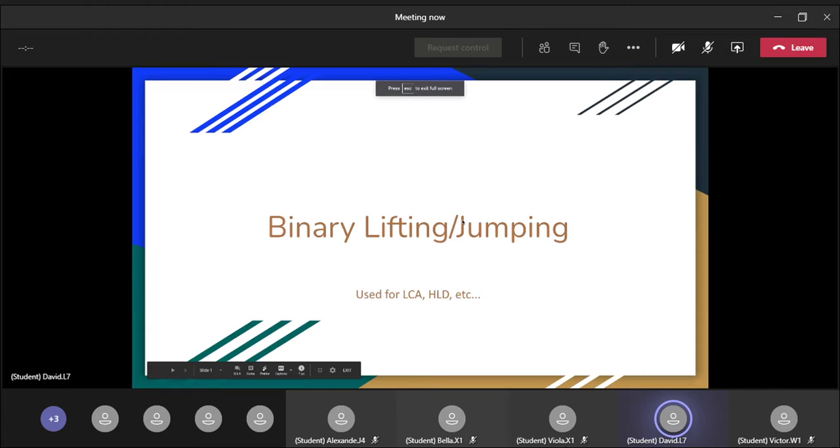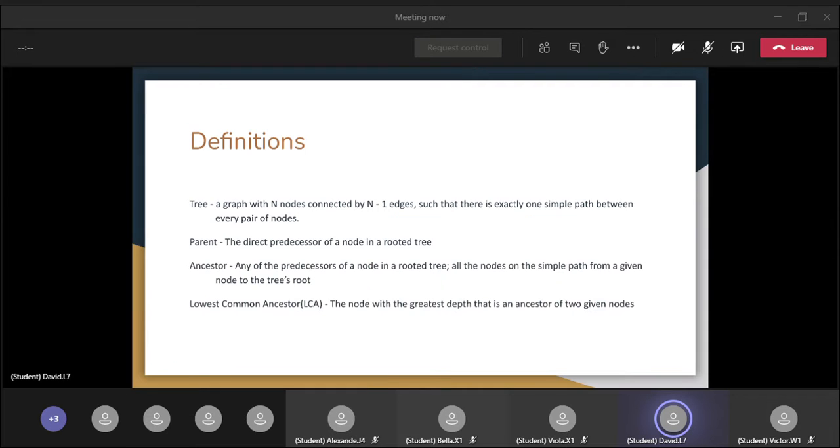So today we're going to be talking about binary lifting, also known as binary jumping, and it's commonly used for various algorithms such as the LCA problem and for algorithms like heavy light decomposition. So before we get started, there's a few definitions that we're going to need to know.